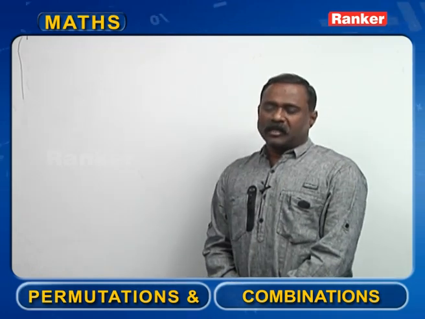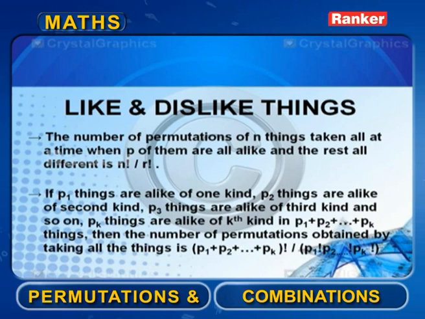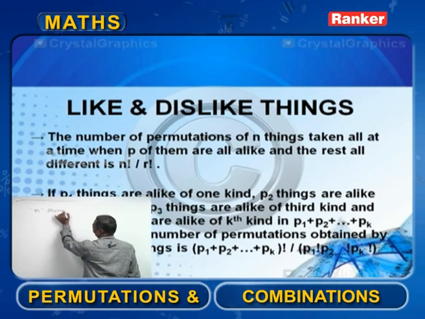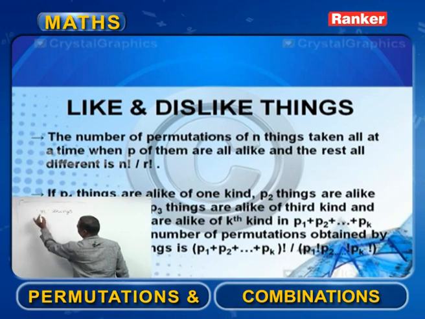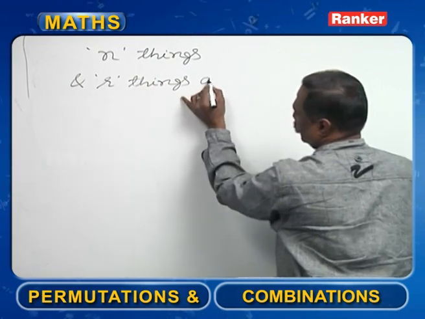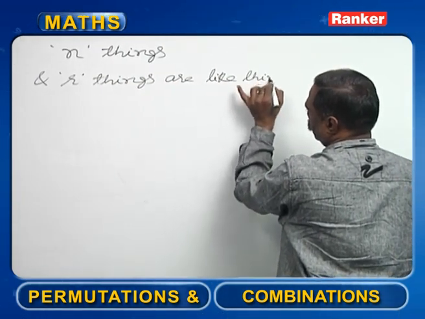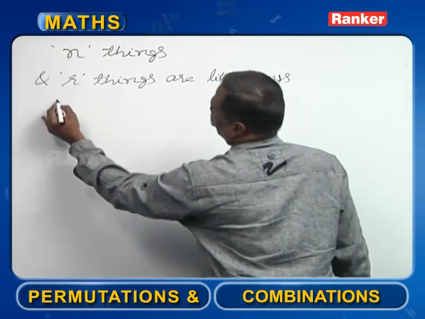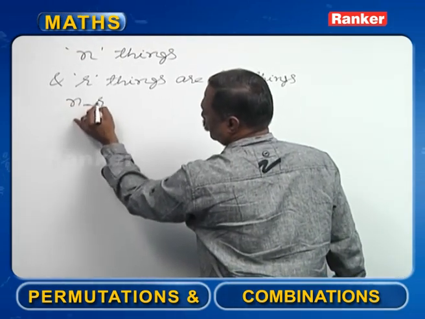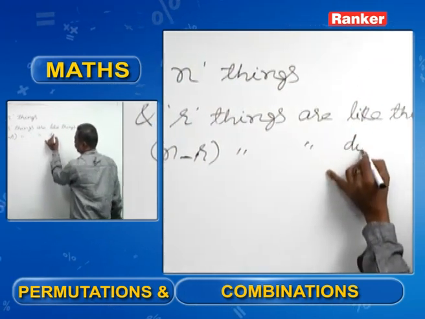Okay, now let us see the next one: like and dislike things. What does it mean? There are n things and r things are like things. n minus r things are distinct things.